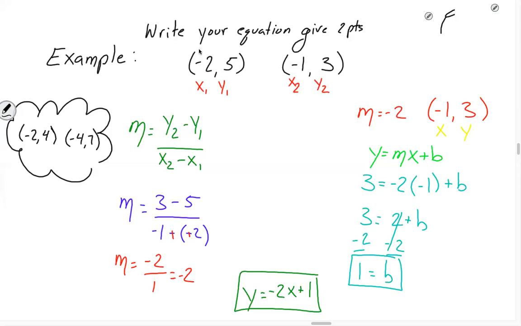I want you guys to write the equation of the line that's written in the cloud on your own. All right, so here's the example problem for you guys to reference. This is what I want you to do: write the equation of the line of this, what we did together over here on the board.